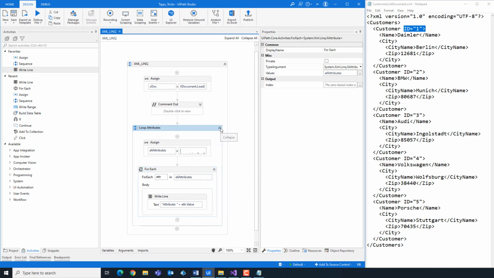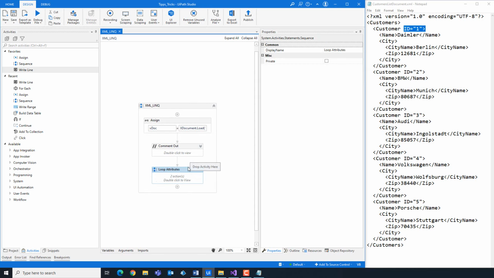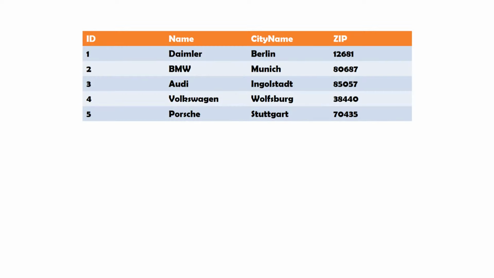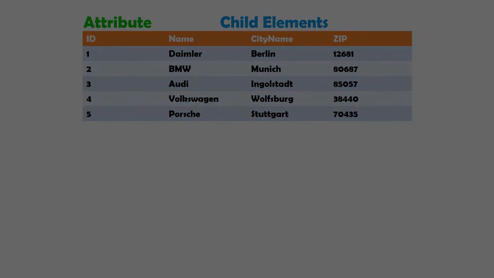Let's move to the last part of this video. How to convert an XML document to a DataTable. I want to get the data from the XML document and save them into a DataTable variable. The table should look like this table. We should have the following columns: ID, name, city name and zip. ID is the attribute of each customer element. Name, city name and zip are the child elements of the customer elements. Let's write the query in UiPath to do this.